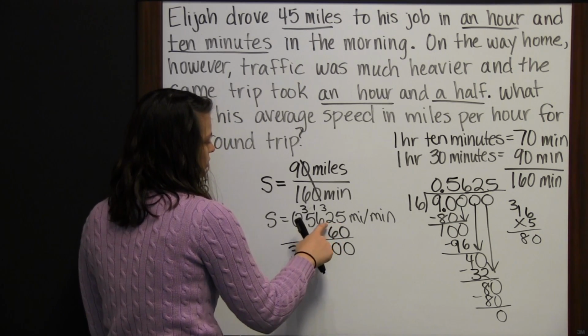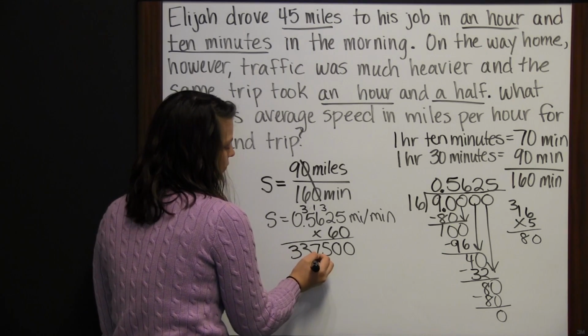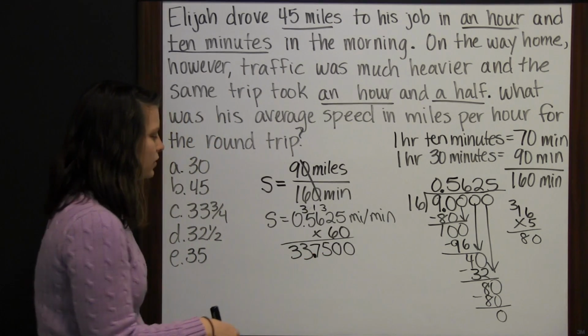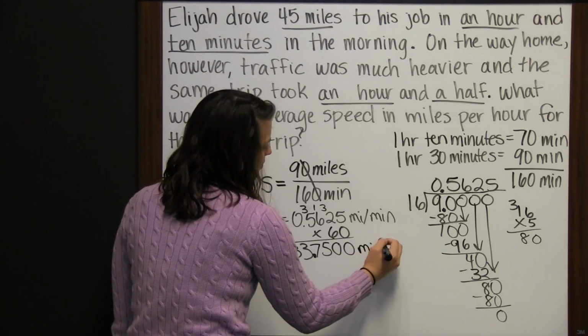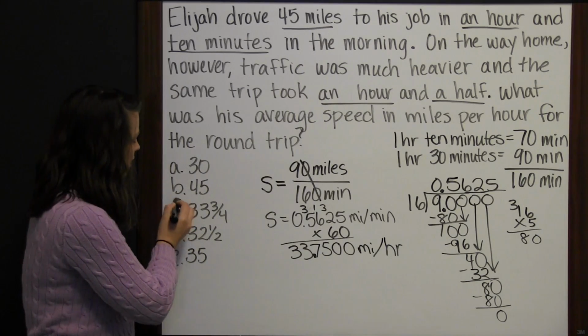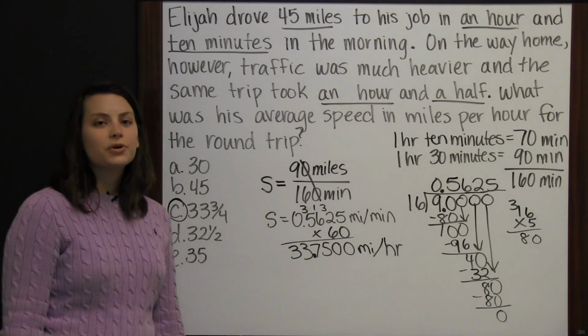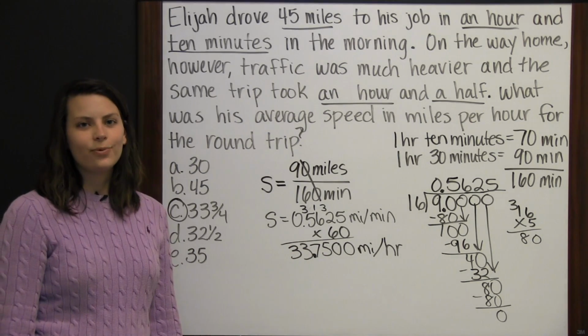And we have 1, 2, 3, 4 numbers behind the decimal. So your answer should have 4 numbers behind the decimal. So it's 33.75 miles per hour, which is the same as 33 and 3/4 miles per hour, since 3/4 and .75 are equal.